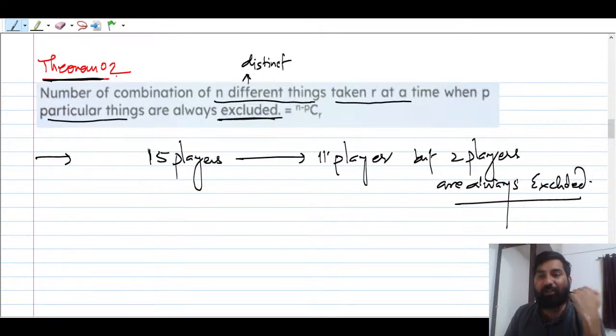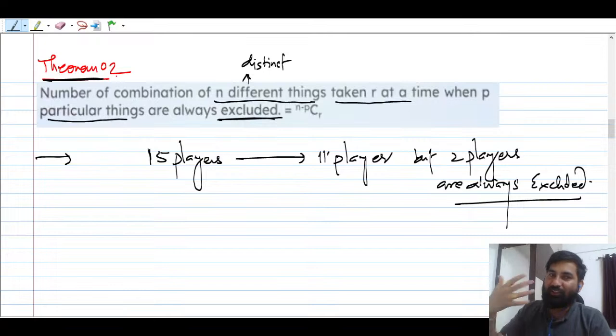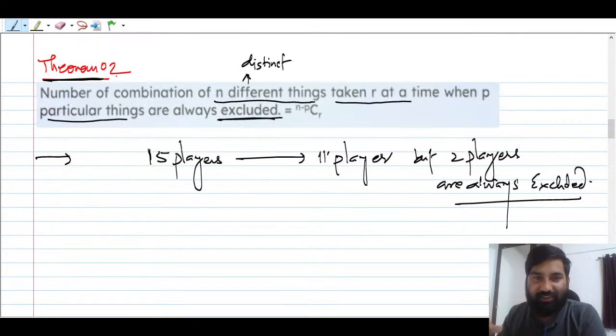Okay, how many players do we have? We have only 13 players, guys. See, 15 players are total, right? And 11 players we have to select. Now they are saying that 2 players are always excluded, means in the selection team those 2 players will not be there, right? So how many players are there? 13 players are there, right? And you have to form a team, that is 11 players you have to select, right? So you have to only subtract 2 from here, guys.